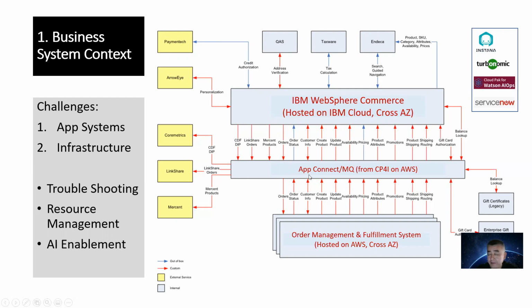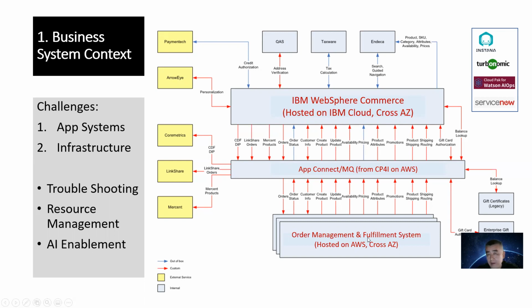And also in the middle, that is the Enterprise Service Bus. It is the IBM product called App Connect over MQ, but it is deployed on AWS through OpenShift. So this is a very typical deployment model right now. It's on AWS, but WebSphere Commerce is on IBM. And the backend, assuming this is the ERP system, it could be SAP or Oracle. It could also be on AWS.